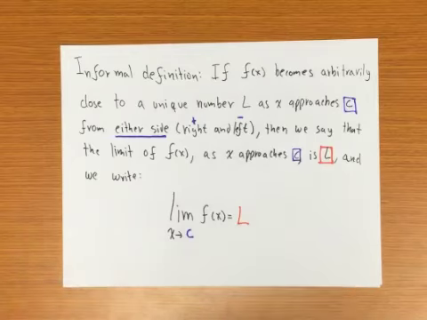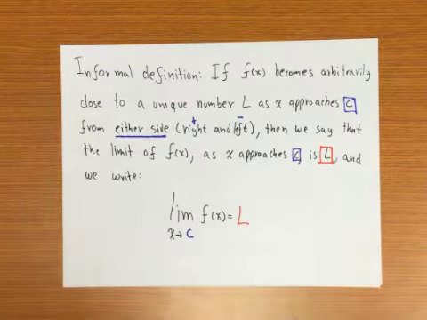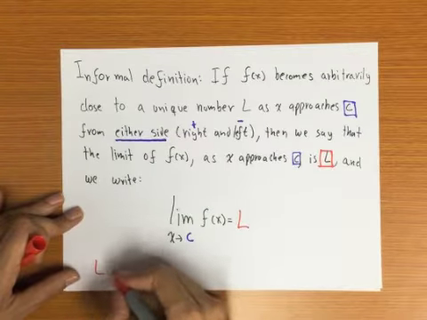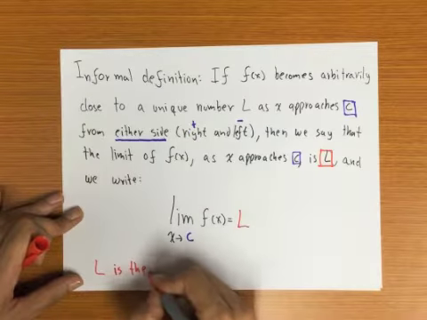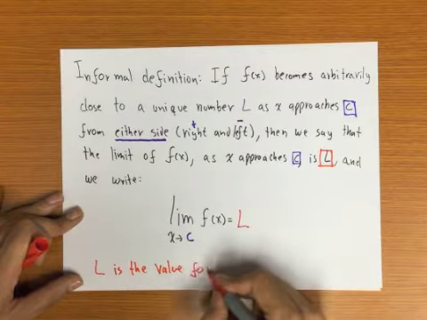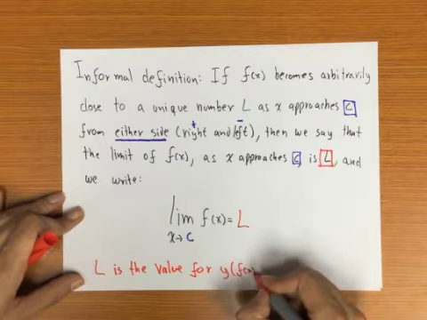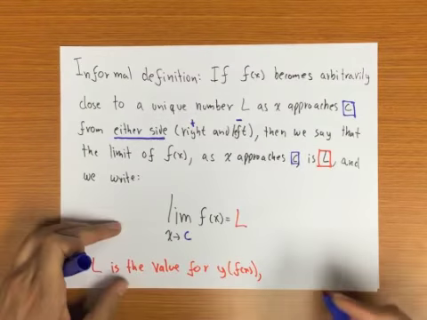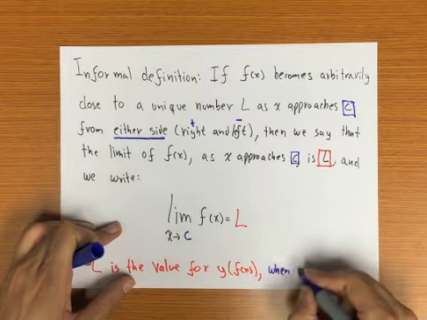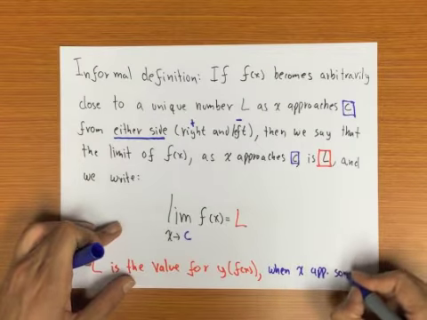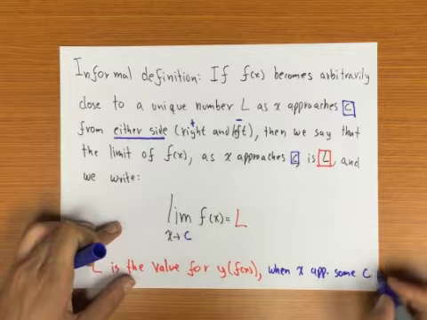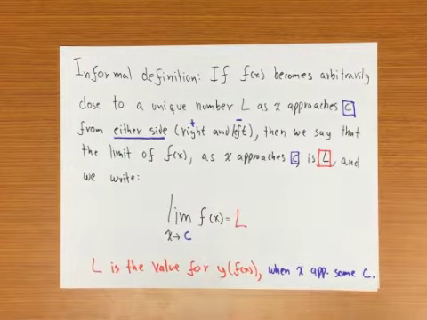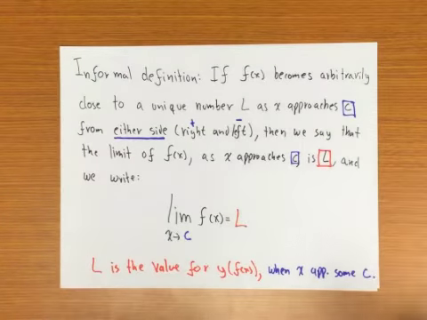The meaning of this, and the easiest way to understand this, is what is happening with y. The limit is also y. The limit L is the value for y, or f of x, remember that is the same thing, when x approaches some number called c. So that is the easiest way to understand this definition. Remember, when we are talking about a limit, we are talking about the value of y.